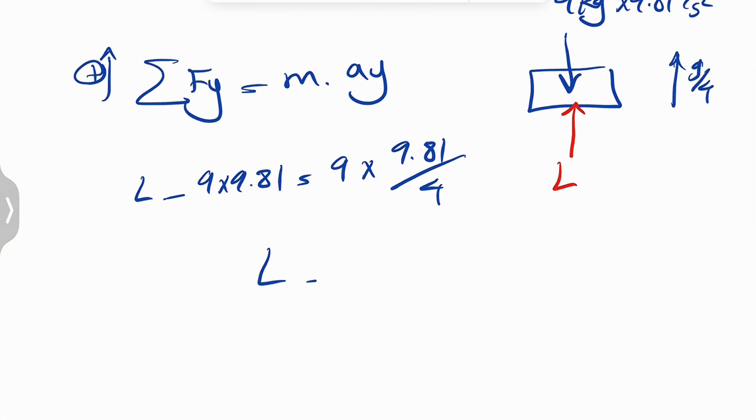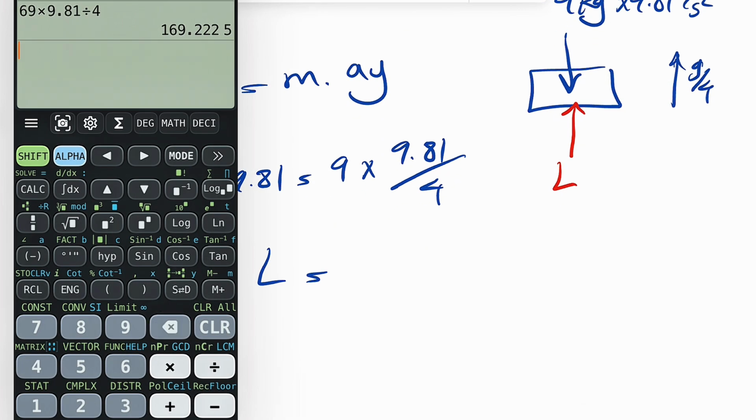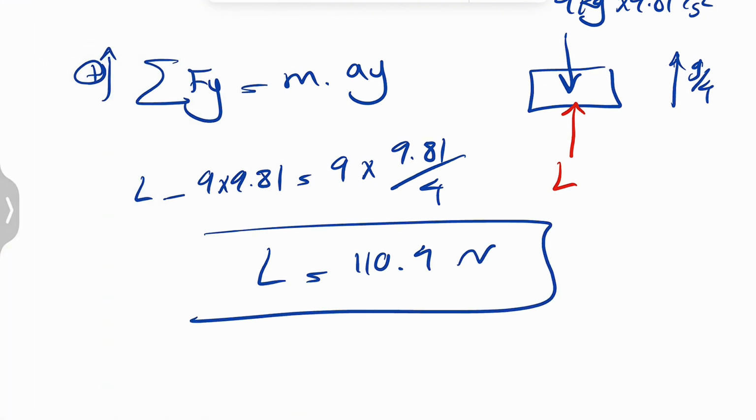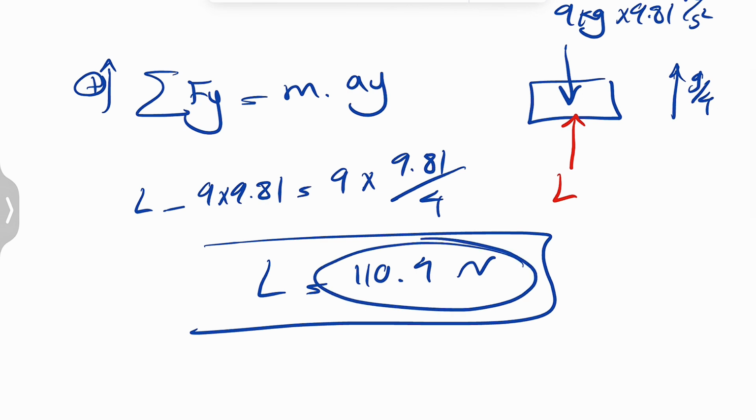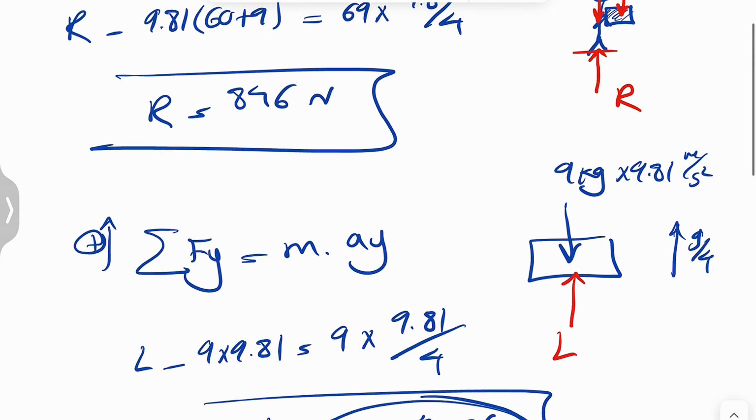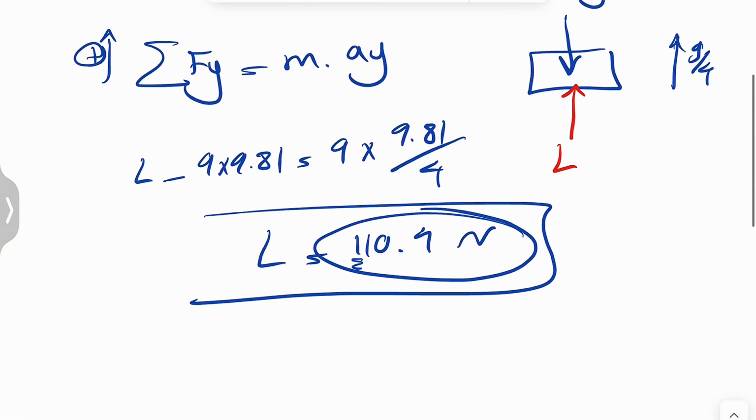So let's calculate L. We can factor 9 times 9.81, and we're going to have 1 plus 0.25, or 1 over 4. That's going to give us 110.4 newtons, and that's going to be the answer for the second part. Again, I used 4 sig figs here because the number starts with 1, but in the previous part, because it's not 1, we do 3 sig figs.